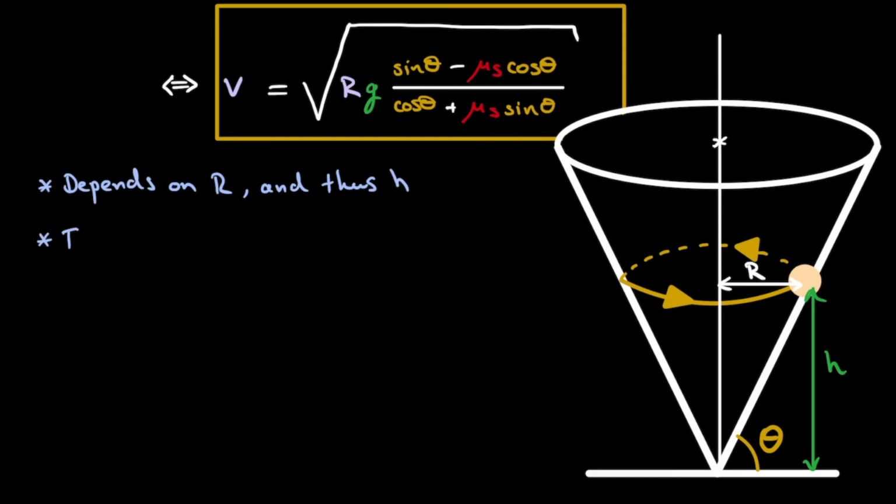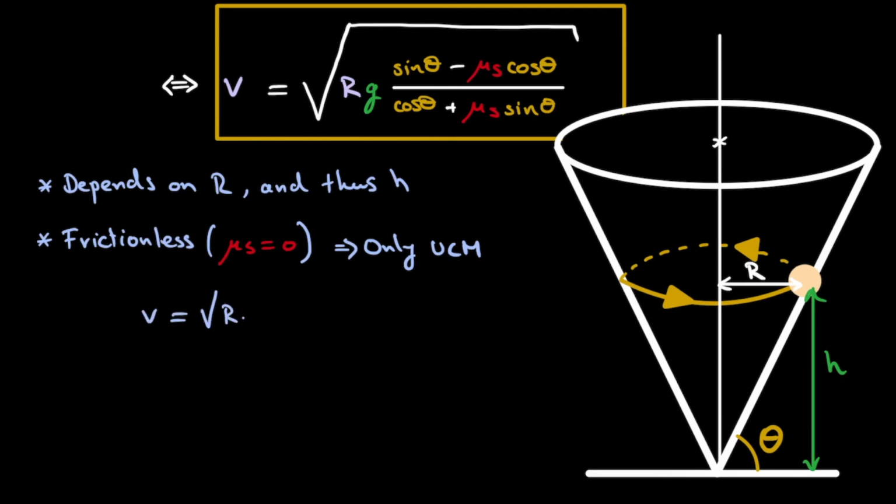Now, we see, of course, that there is also this frictional coefficient. What happens if we have a frictionless surface, meaning that this friction coefficient is equal to 0? This means, as we said before, that it is only the velocity of this uniform circular motion that keeps this object from sliding down. And this velocity now has a much simpler form. It's simply the square root of capital R, the radius of our circular motion, or equivalently the height above the ground, multiplied by the gravitational constant, multiplied by the tangent of theta, and thus the shape of the cone. So this all makes perfect sense, and you can play around with these different parameters to test your intuition of this physical system.